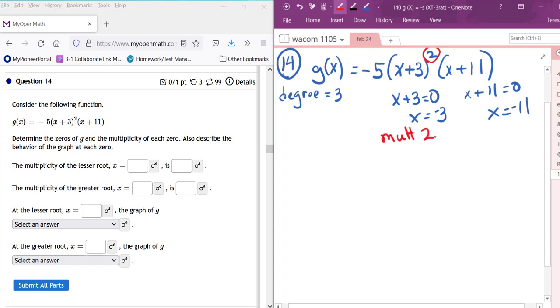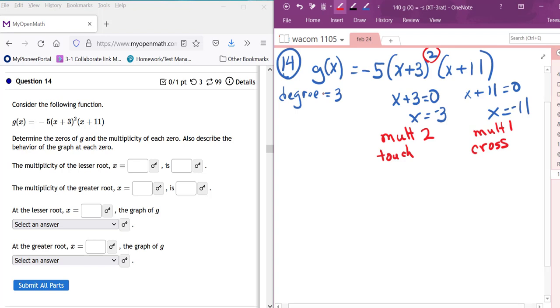And sometimes I say bounce and sometimes I say touch and turn. I think most of the things in here say touch and turn. So this one is going to touch. It's not going to go through the graph. This one, it only occurs 1 time. So it is multiplicity 1. And it will cross the x-axis. And 2 plus 1 does give us 3, so we're good picking those.